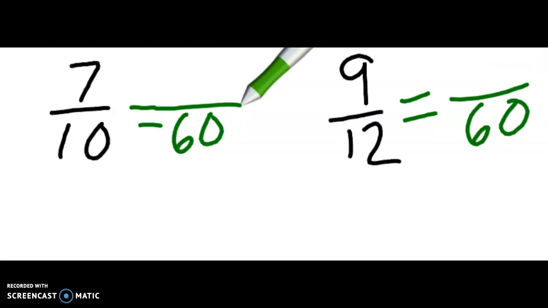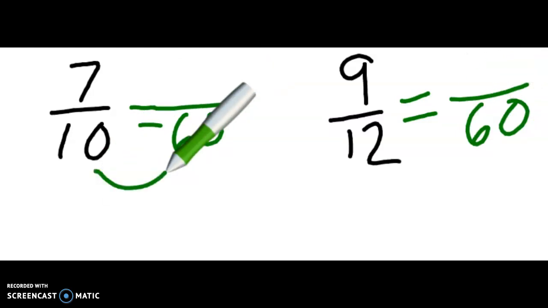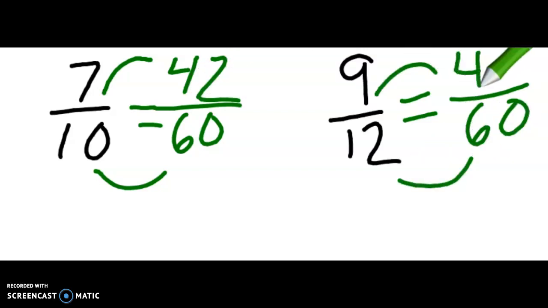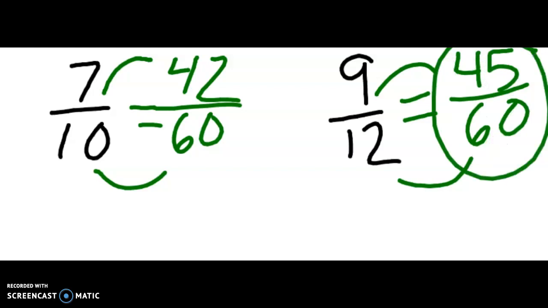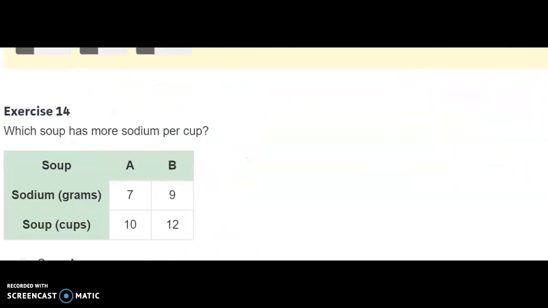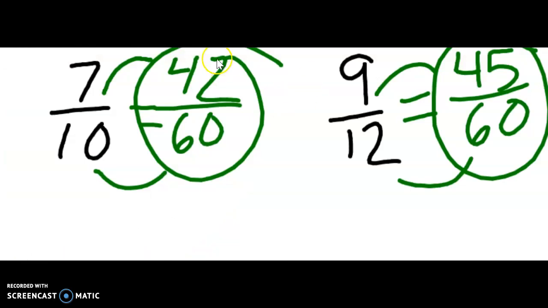So how do I get to 60? Well, 10 times 6 is going to give me 60, and 7 times 6 is going to give me 42. So now I can look at things apples to apples. This is going to be times 5, and this is going to be 45 over 60 and 42 over 60. So which one has more sodium? Let's look back. The sodium is the top number. So if we look at this as 42, this one has 45, so this one right here has more sodium.